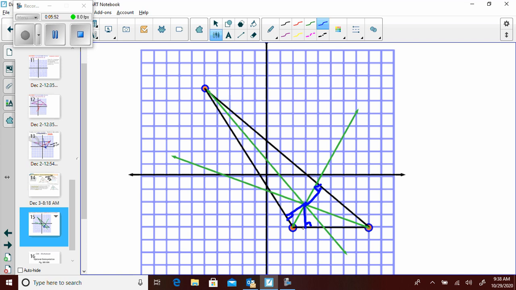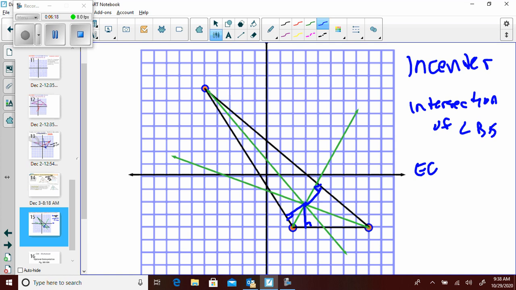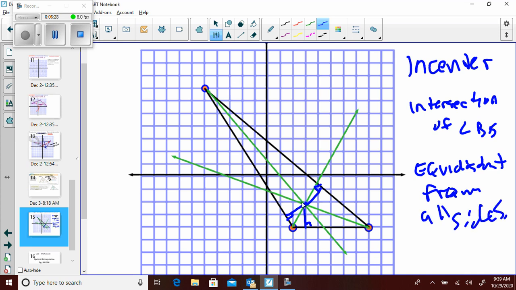You'd have to find the equation of this line and this line, find where they intersect, just like we did last section, right? That's your point of intersection, then find the distance. We will not be doing that for incenter. The incenter, all you need to know is it's the intersection of angle bisectors, and it's equidistant from all sides. That's what we need to know about the incenter. Okay? Pretty easy one there.